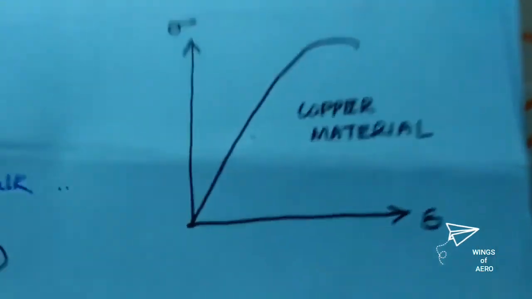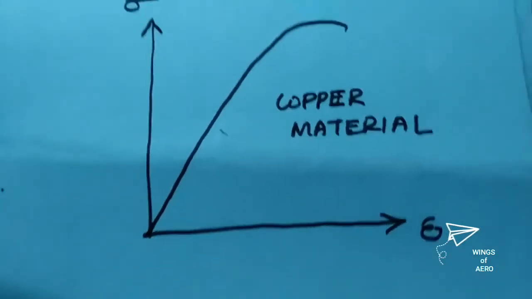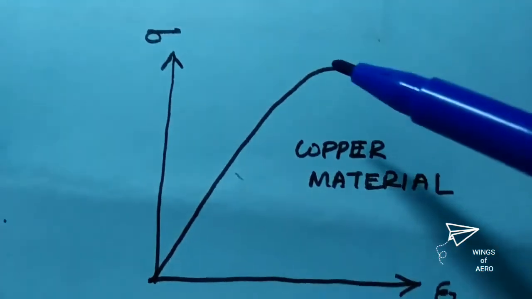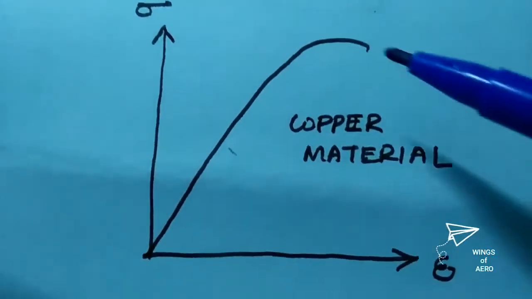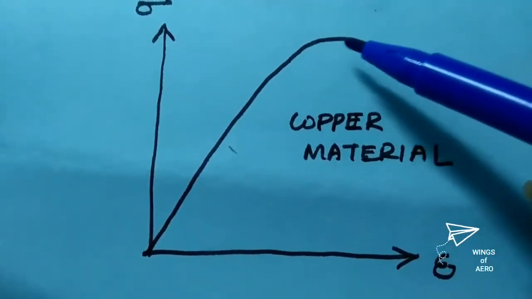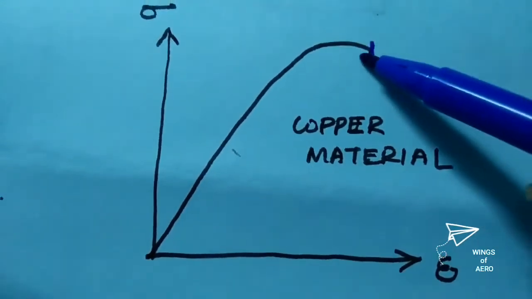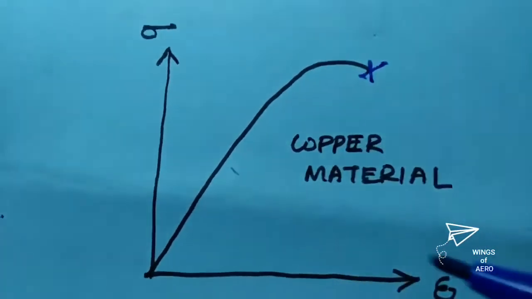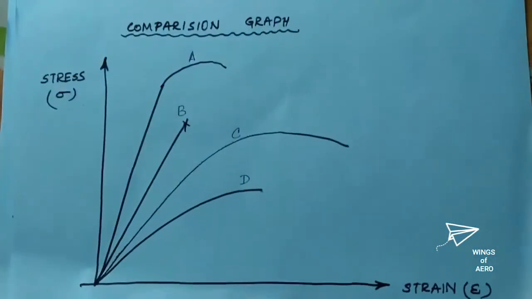Now let's go for copper. If there is copper, how does it look? There is not much buckling, and there is no distinct yield stress point and maximum. Directly it reaches a maximum and it ruptures here. That is the property of a copper material.